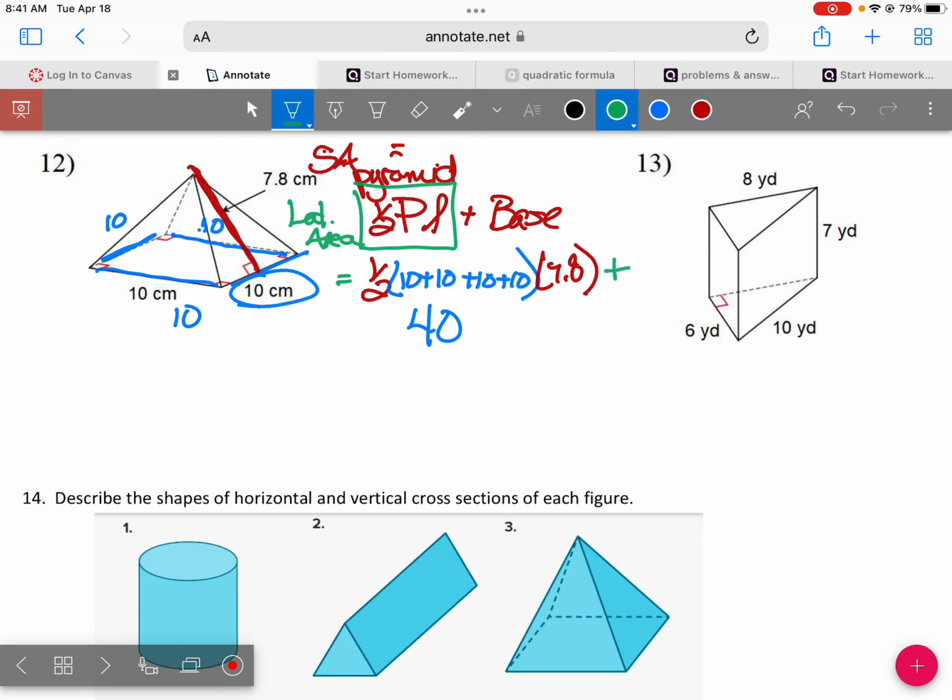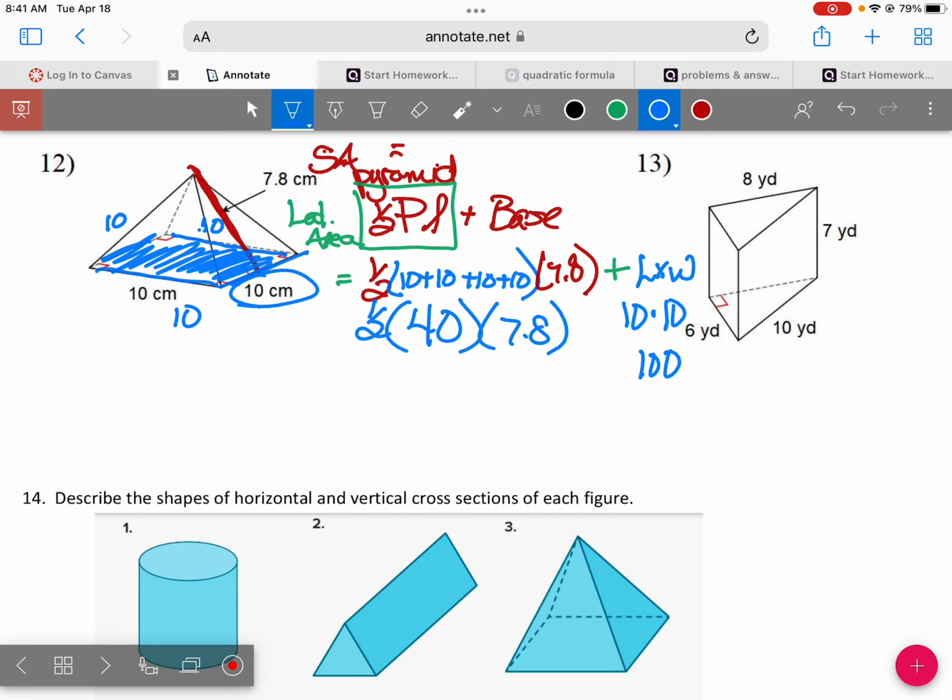plus the area of my base. Now, because this is a pyramid, it only has one base, and that base is in the shape of a square, which is side squared or length times width. 10 times 10. 100. Yes. And this is 1/2 of 40 times 7.8. Half of 40 is 20. 20 times 7.8 is 156, I believe, plus 100. Should give you 256 centimeters squared.